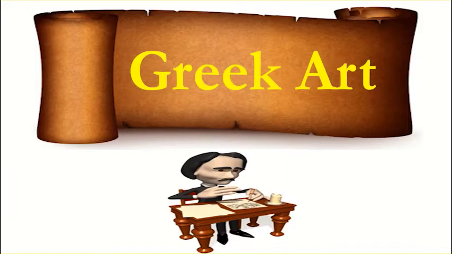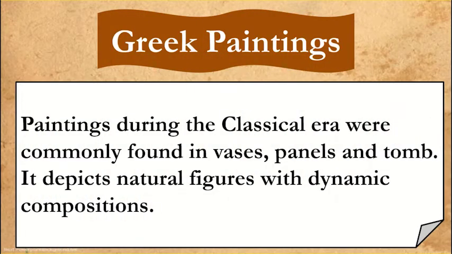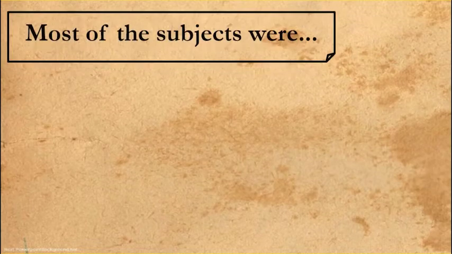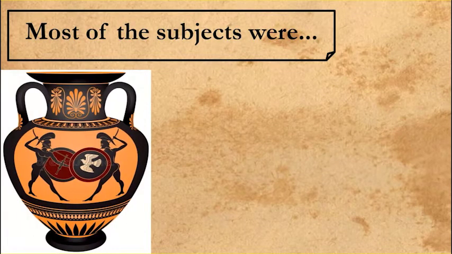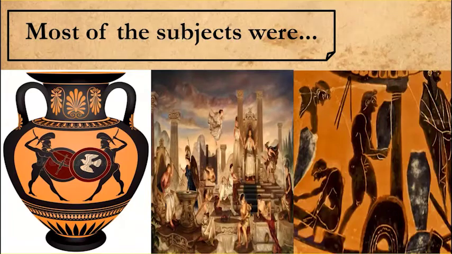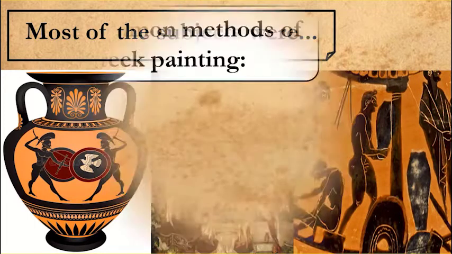Let's start our lesson about classical arts. Let's talk about Greek paintings. Paintings during the classical era were commonly found in vases, panels, and tomb. It depicts natural figures with dynamic compositions. Most of the subjects were battle scenes, mythological figures, and everyday scenes. It reveals linear perspective and naturalist representations.